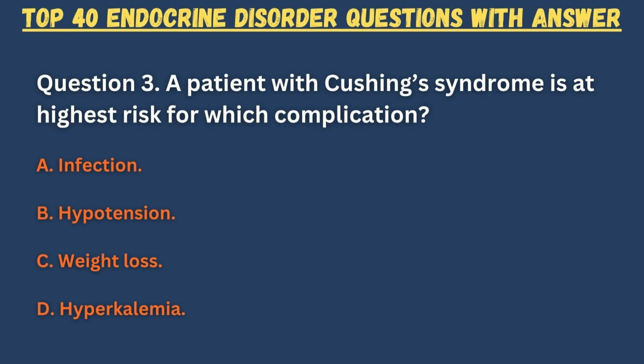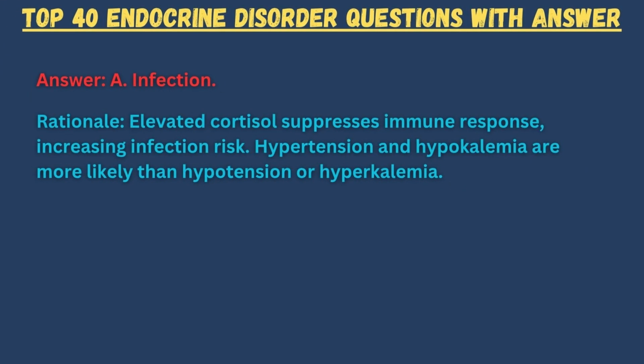Question 3. A patient with Cushing syndrome is at highest risk for which complication? A. Infection. B. Hypotension. C. Weight loss. D. Hyperkalemia. Answer. A. Infection. Rationale. Elevated cortisol suppresses immune response, increasing infection risk. Hypertension and hypokalemia are more likely than hypotension or hyperkalemia.